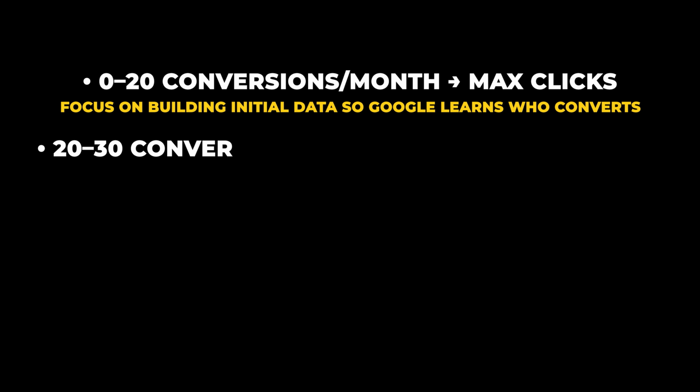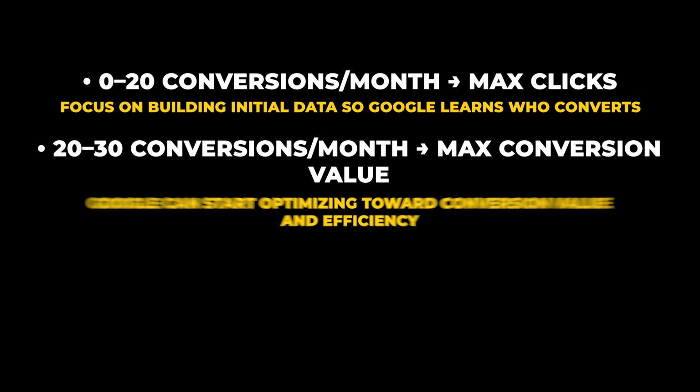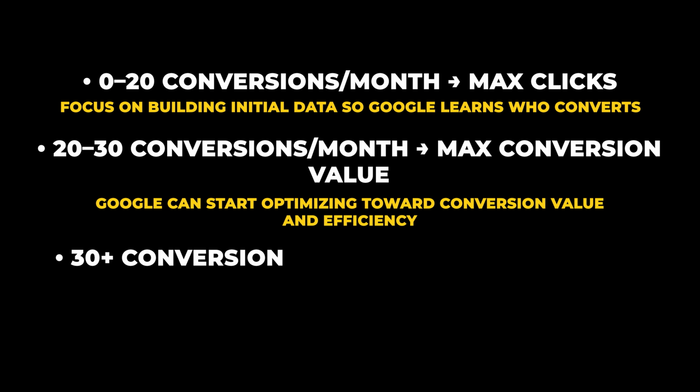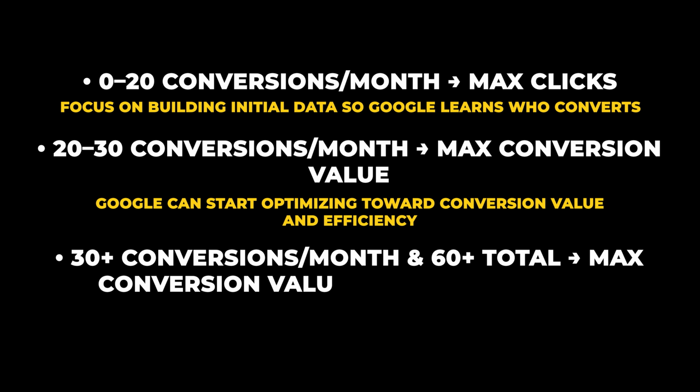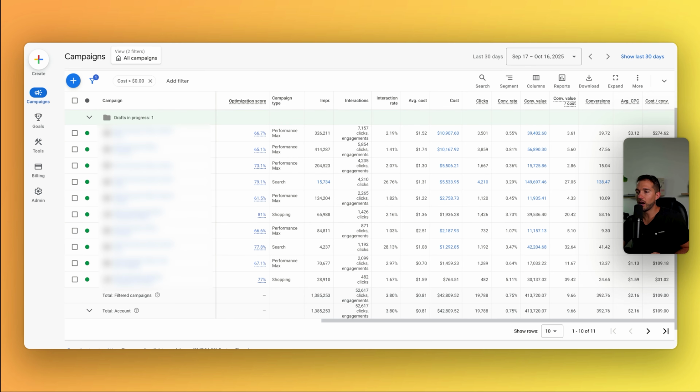From 20 to 30 conversions per month, we use Max Conversion Value. That way, Google can start optimizing towards conversion value and efficiency. For 30 plus conversions per month and more than 60 purchases in the total history of the campaigns, we use maximize conversion value with target ROAS. So once the performance is stable, we add a target ROAS. We recommend that you start with your average from the last 30 days. This will allow you to get better results instead of forcing the automation before the campaigns are ready.